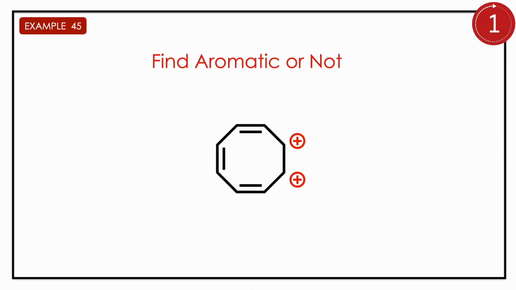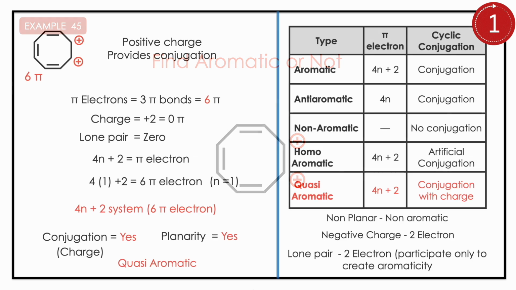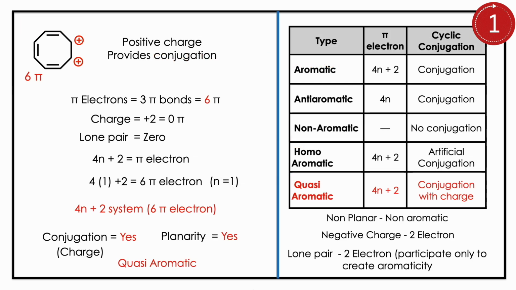Then the next example, you have cyclooctatetraene with a dication. You should find whether the given compound is aromatic or not. Here the cation is there. You may wonder how the delocalization is possible. Here the cation can help with conjugation as well as delocalization.